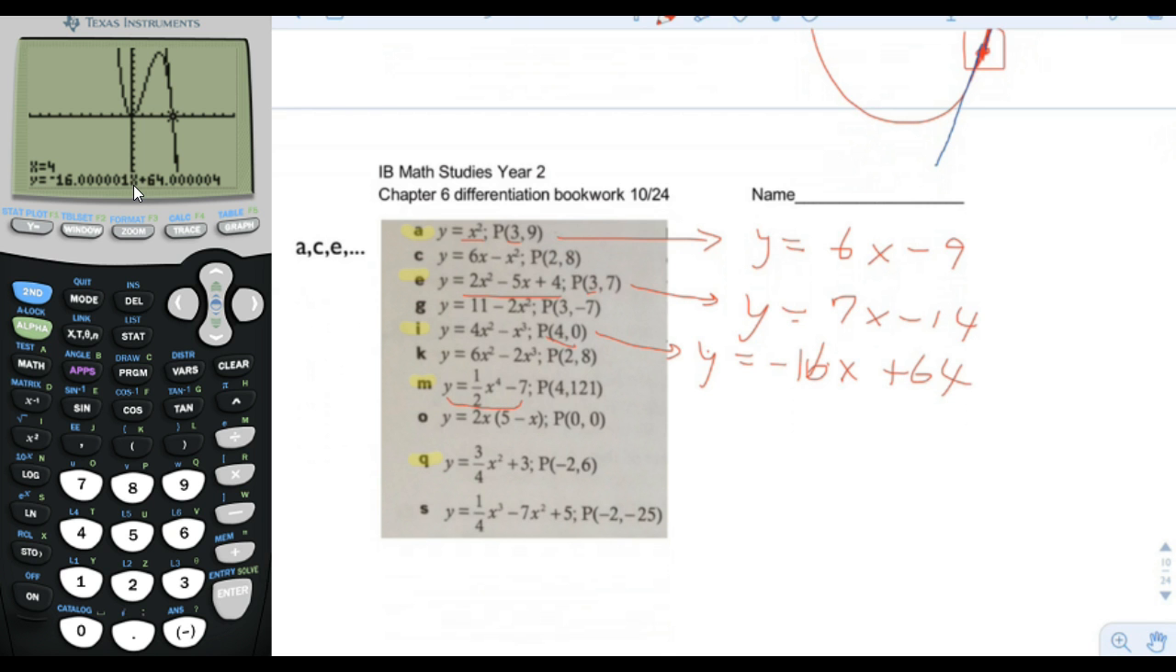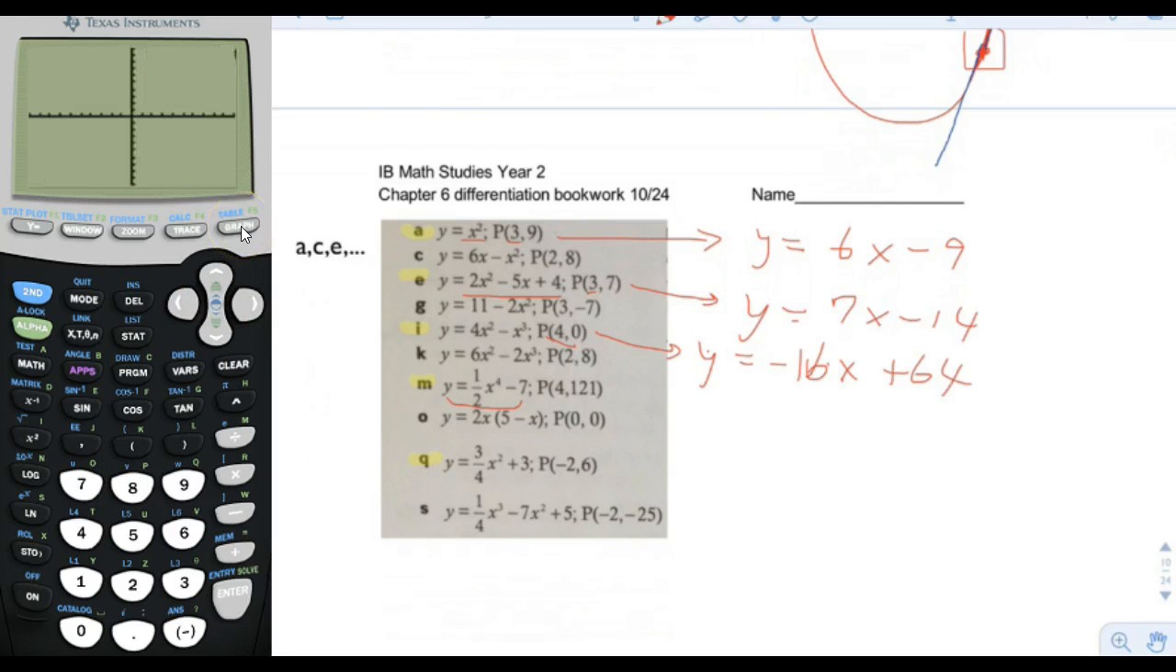Okay, let's do m. 1/2 x to the fourth minus 7. So we'll program that in. Y equals x to the fourth minus 7. Oops, it says 1/2 times x to the fourth. So maybe we could do 0.5 times x to the fourth. That would be a way we could do that. 0.5 x to the fourth minus 7.